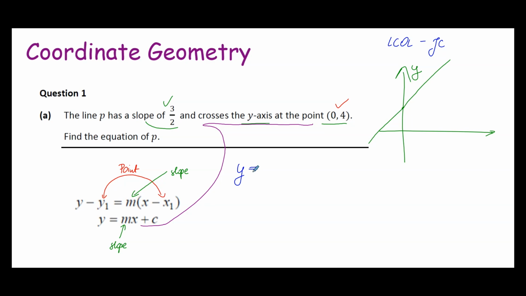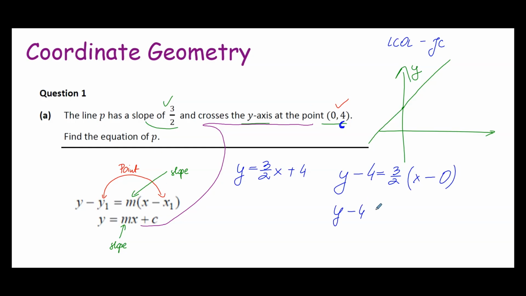Therefore, straight away we can say y equals the slope 3/2 x plus c, and c is the y coordinate value here, plus 4. But if we went with the first formula, we'd say y minus the y coordinate 4 equals the slope 3/2 multiplied by x minus the x coordinate of the point, which is 0.